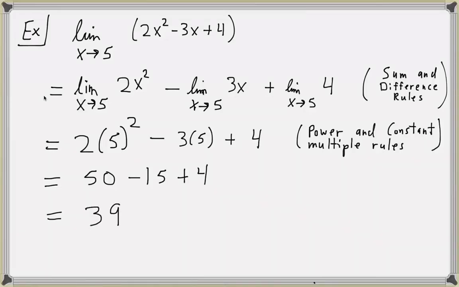So the function 2x squared minus 3x plus 4 will be getting closer and closer to the value 39 as x gets closer and closer to the number 5. So we say the limit of 2x squared minus 3x plus 4 as x approaches 5 is 39.